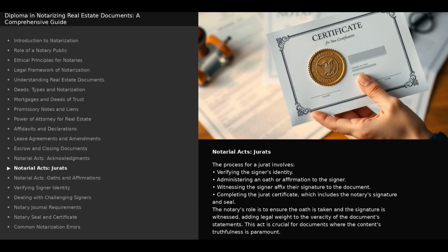The process for a jurat involves verifying the signer's identity, administering an oath or affirmation to the signer, witnessing the signer affix their signature to the document, completing the jurat certificate, which includes the notary's signature and seal. The notary's role is to ensure the oath is taken and the signature is witnessed, adding legal weight to the veracity of the document statements. This act is crucial for documents where the content's truthfulness is paramount.